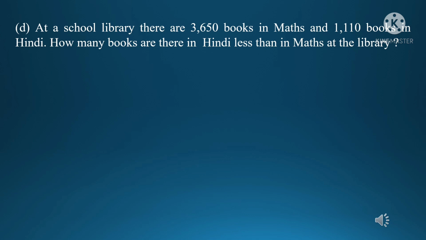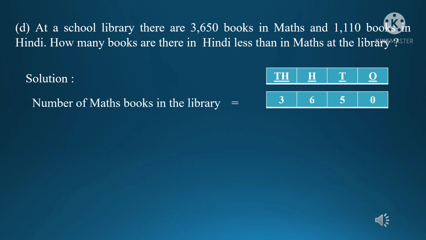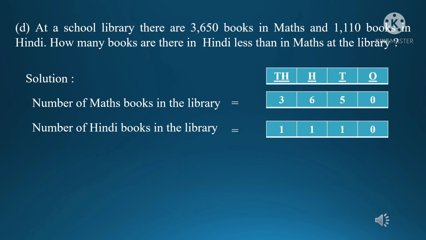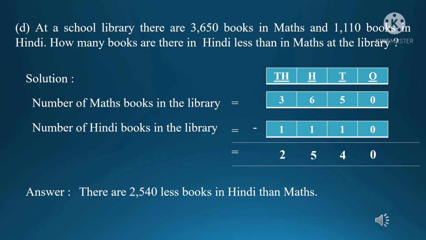So exactly, we have to find out how many more maths books there are as compared to Hindi. Okay, so just try it out. Write the number of maths books in the library, that is 3650. Again we have written the number of Hindi books in the library, that is 1110. And simply, to find how many more maths books there are, we just have to subtract them. After subtracting, you see 0 minus 0 we will get 0, 5 minus 1 is 4, 6 minus 1 is 5, and 3 minus 1 is 2. So the answer will be there are 2540 fewer books in Hindi than maths.